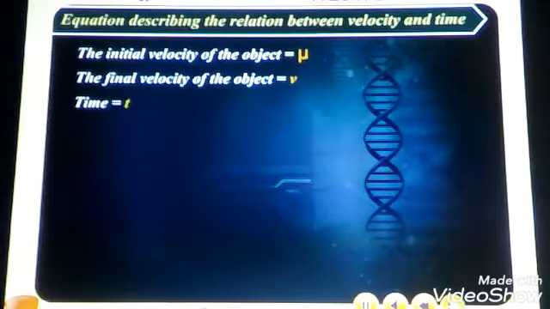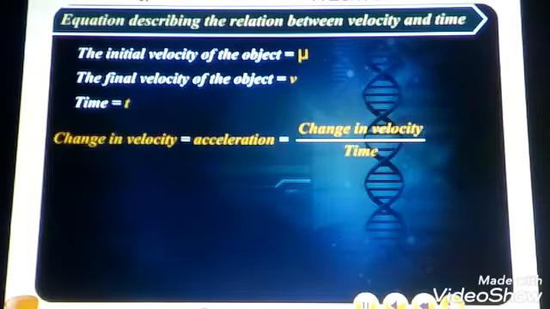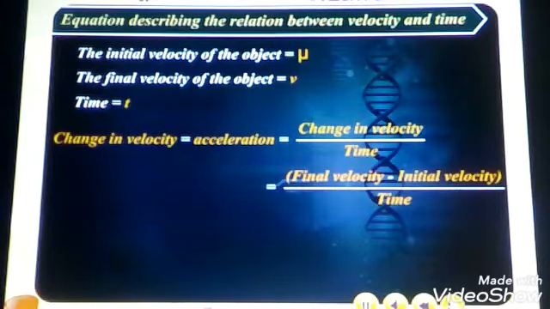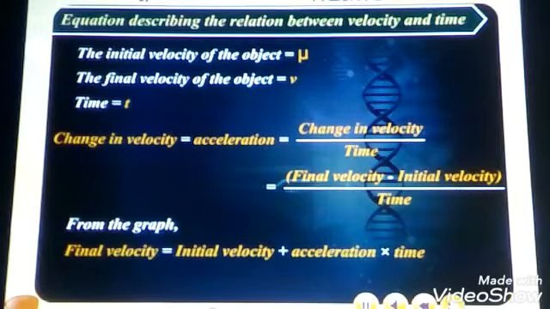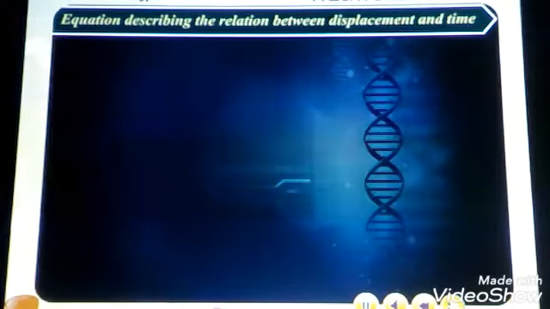v at time t. Therefore, acceleration is equal to change in velocity upon time, that is, final velocity minus initial velocity upon time. From the graph, final velocity is equal to initial velocity plus acceleration into time. Therefore, v = u + at.